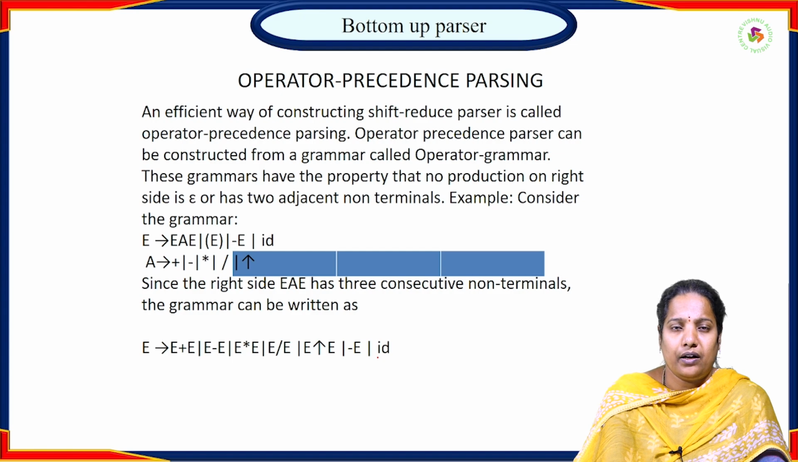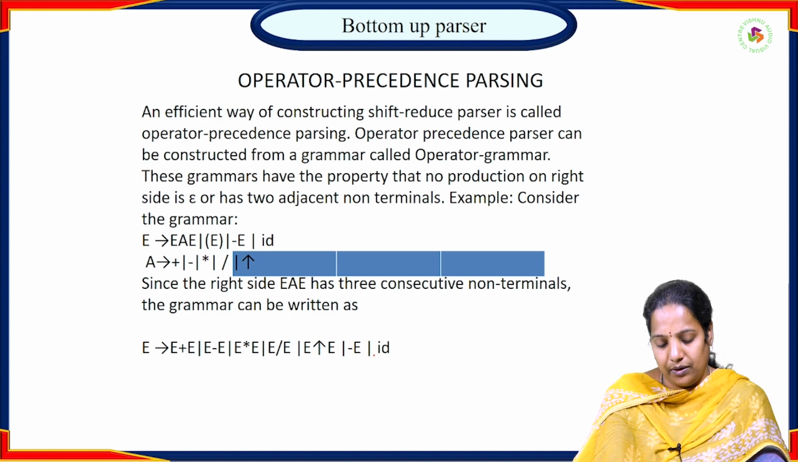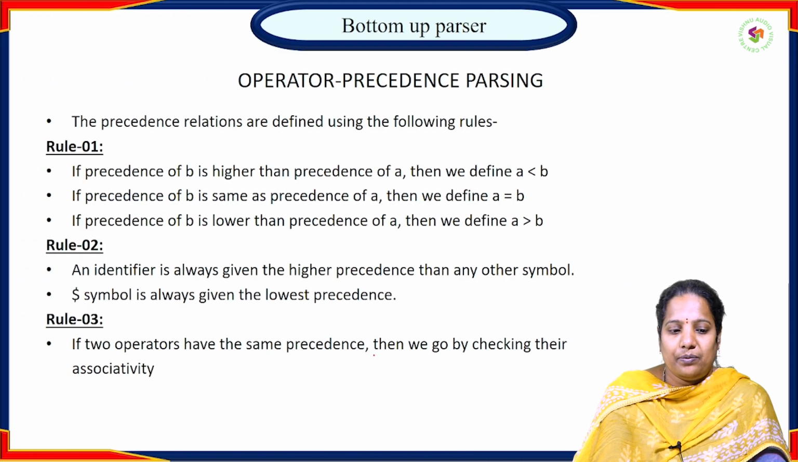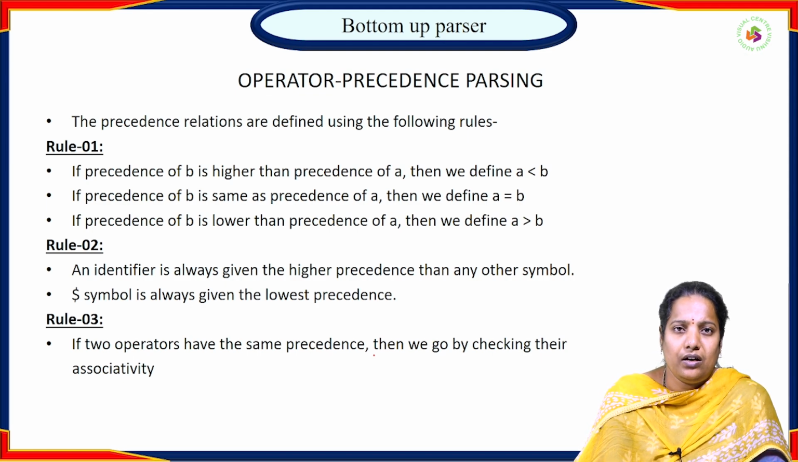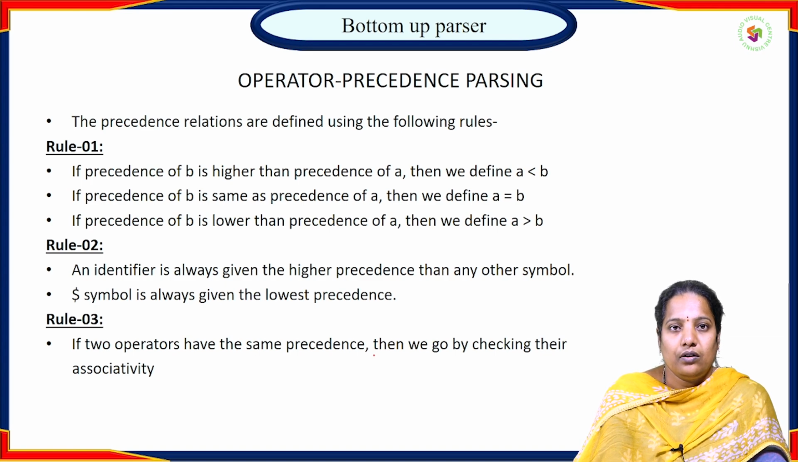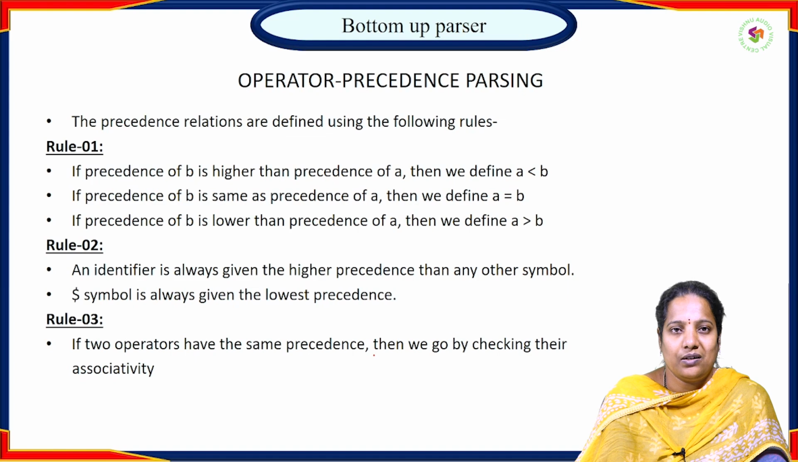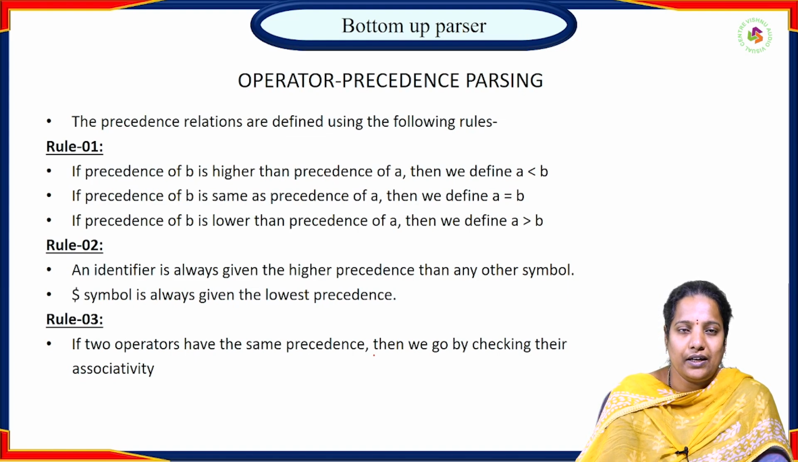One more rule for the operator grammar: it should not contain any epsilon productions. By satisfying these rules, after converting the general grammar to the operator grammar, we can apply that grammar to the operator precedence parser. And to construct the operator precedence parser, we need some rules, because when we are evaluating an expression, we may have different types of operators with different precedence. According to that, we need to evaluate the expression.